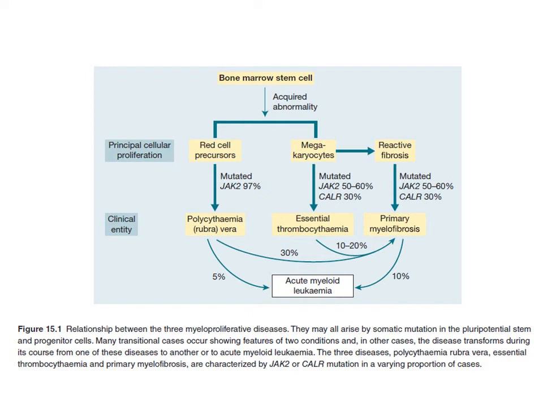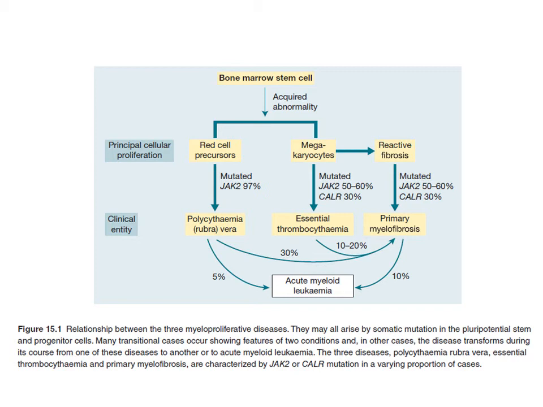So this is a diagram just to show you, to clarify what we have discussed, same thing. You can see bone marrow stem cell, there is some acquired abnormality. This mutation can result in change in the erythroid series, red cell precursors. In this case, the main mutation is in the JAK2.